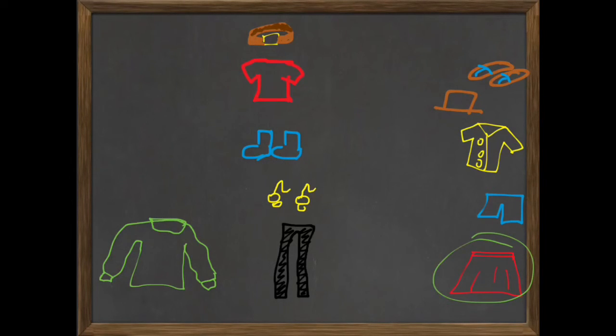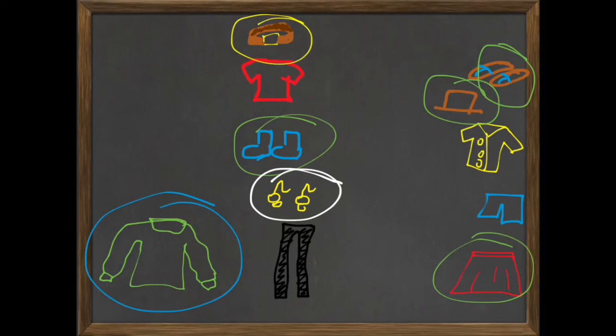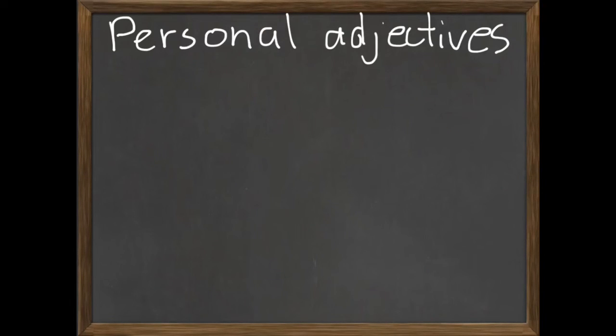So, what's this? A skirt. What are these? Sandals, boots, a sweater, earrings, a hat, a belt, a blouse, a shirt, shorts, leggings. Now let's look at some personal adjectives for personality and appearance.